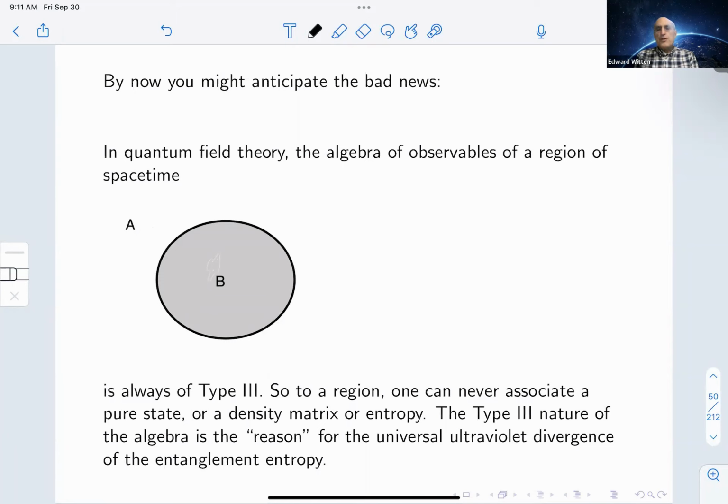The only problem being that the states that are unentangled are very far from the continuum limit. In the continuum theory, you have a type 3 algebra, and that's the reason that you have trouble when you try to define density matrix or entropy. Well, I put the reason in quotes. That's an abstract explanation of the reason.